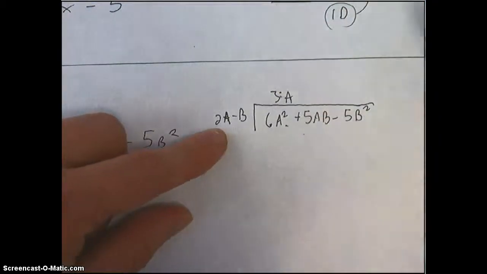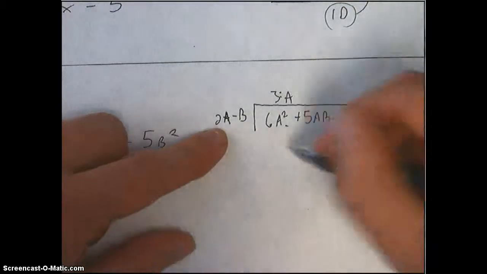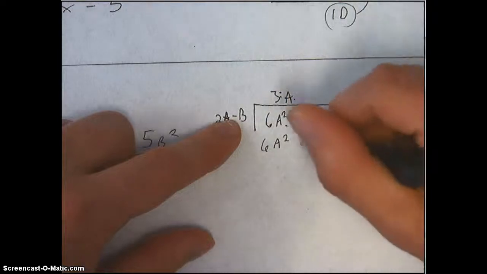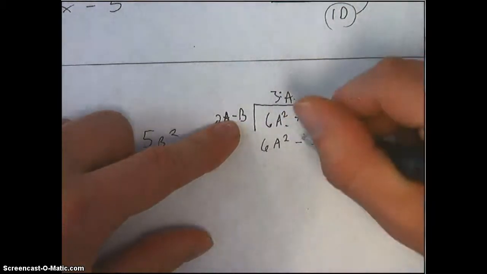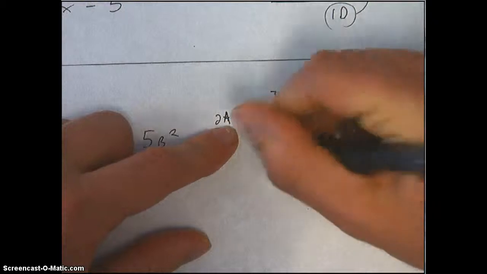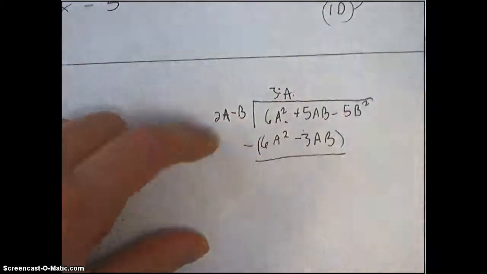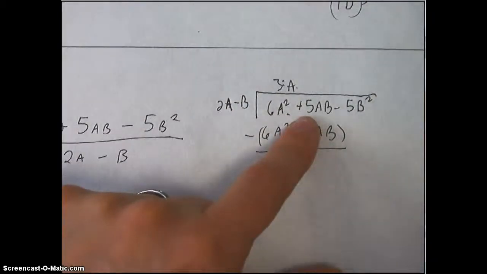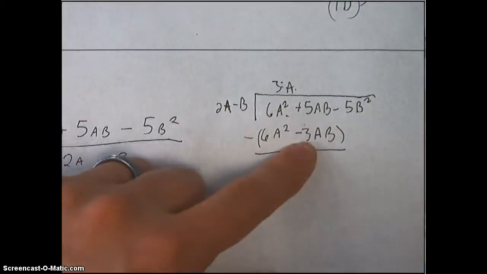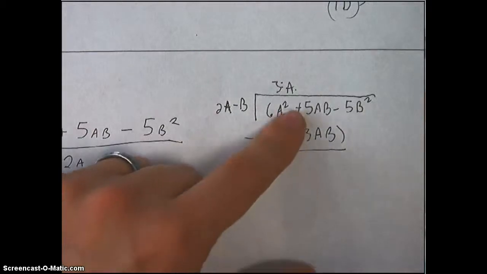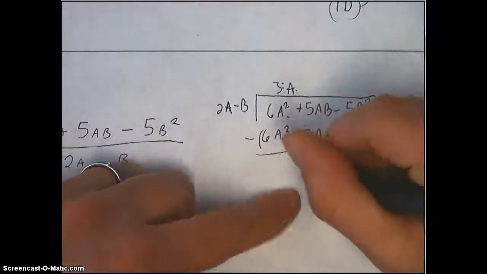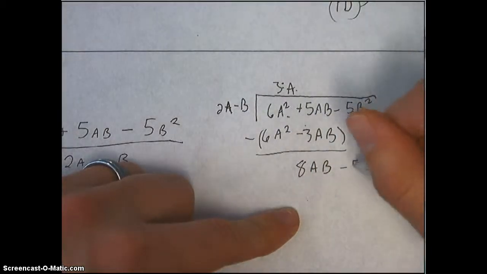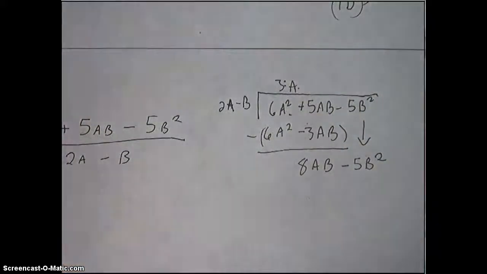So 3a times 2a is 6a squared, and 3a times negative b is negative 3ab. Subtract all that. So 6a squared minus 6a squared is just 0. And then 5ab minus a negative 3ab. Negative and a negative makes a positive, so we're going to add 5 and 3. That's 8ab. We'll carry down this term to make 5b squared, negative 5b squared.